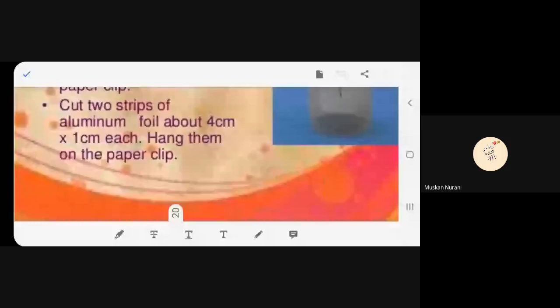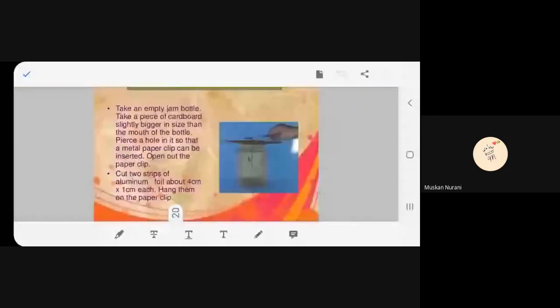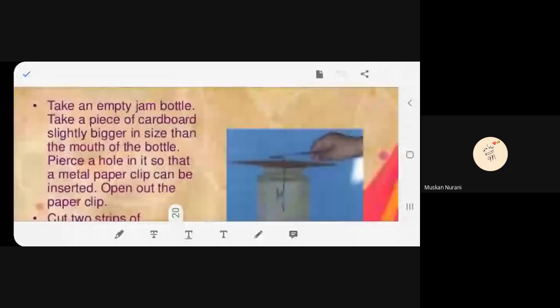Fine. Now this is what? This is an electroscope. What are we making? It's a device which is known as an electroscope. You understood?